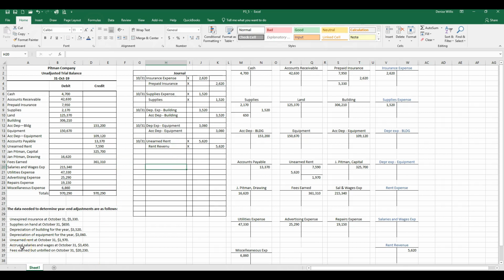The next one says we have accrued salaries and wages of $34.50. This is the amount of the entry. We are going to date it October 31st, and we are going to have a salary and wages expense in the amount of whatever they said, $34.50. And since it is accrued, that means it is not being paid. There's no cash involved. This is going to be a salary and wages payable, and I'm going to abbreviate that.